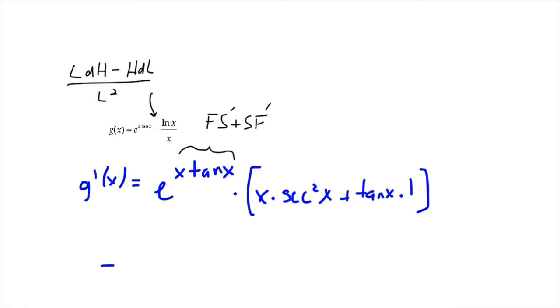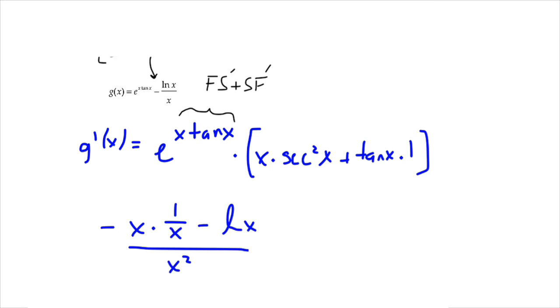We got ourselves low, which is just x, times the derivative of the high. Well, the derivative of the ln of anything is 1 over the anything, times the derivative of the anything, which in this case is just 1, so we're solid there, minus the high, which is the ln of x, times the derivative of the low, which is going to give us just 1, all over, it's an x squared there on bottom.